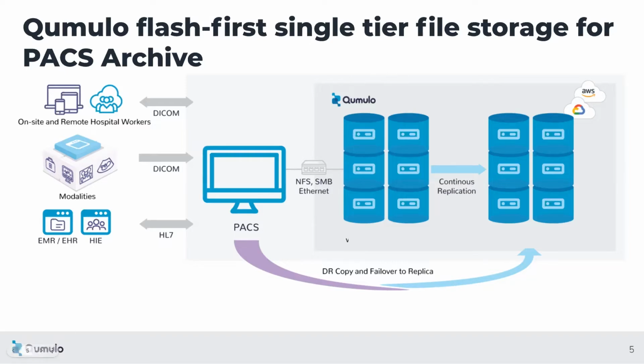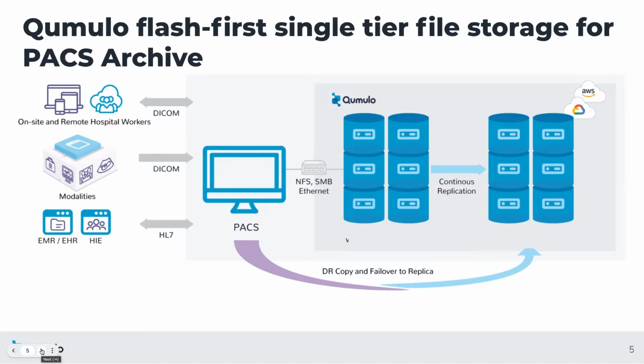And so the Qumulo architecture really is flash in the front and spinning disk in the back. So that gives you the performance of the all flash. The PACS system can write data directly into an all flash layer and read back from it, while the older studies get moved into the lower tier. And then there's obviously continuous replication. Obvious advantages here for customers and for the PACS vendors. For the PACS vendors, it's a simpler architecture to build. For the customers, it's simpler to manage.